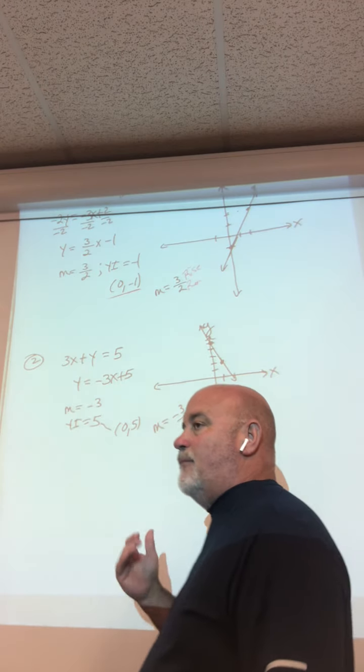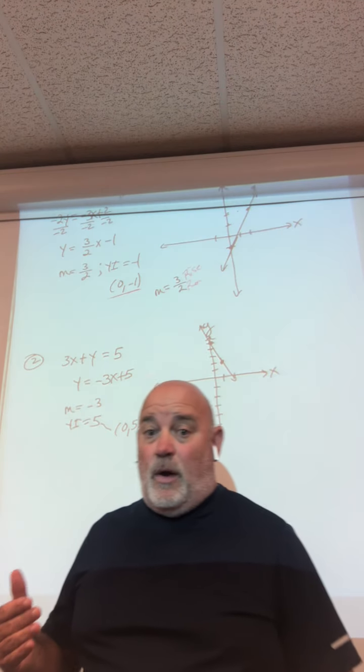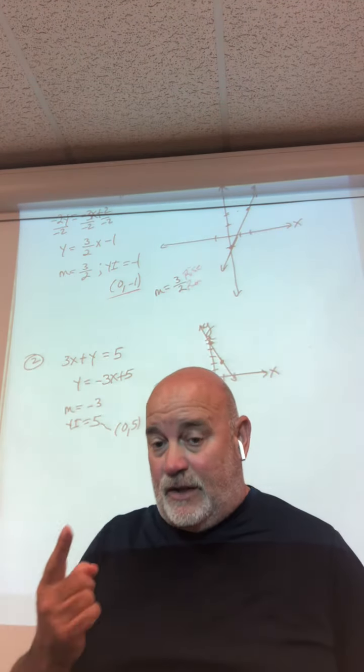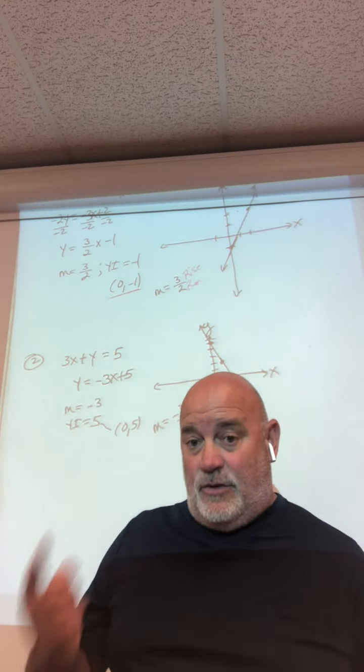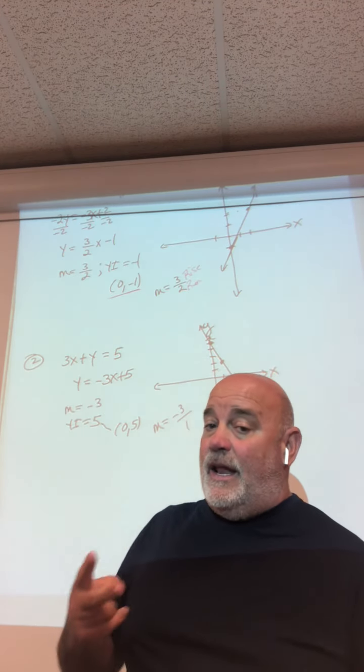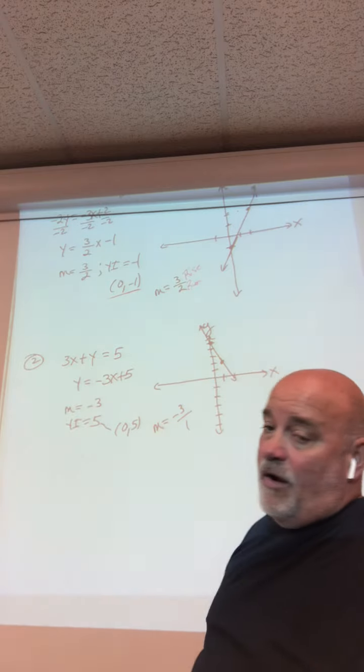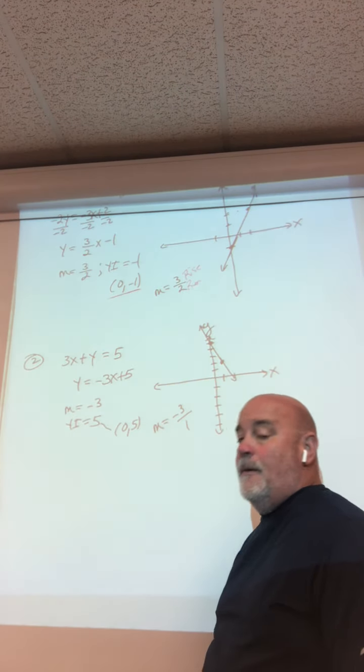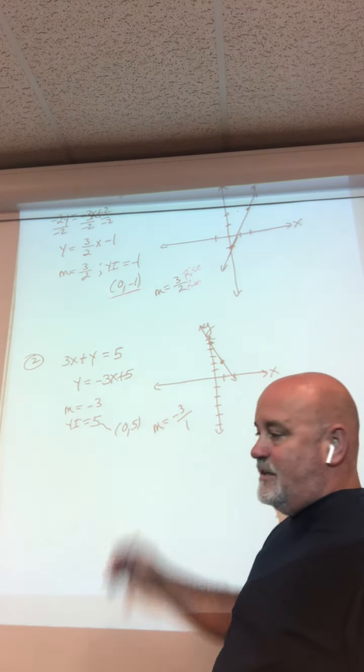So sometimes it's a little messy to do that, but it's just another way of graphing a line. Now, when it comes time for the test, I will ask you both ways. I will ask you to make sure you know how to graph a line by using the intercepts, and then I will ask you to make sure you know how to graph a line by using the slope and y-intercept. This is how you do that.